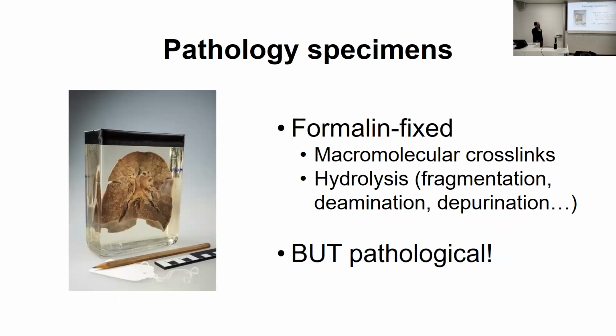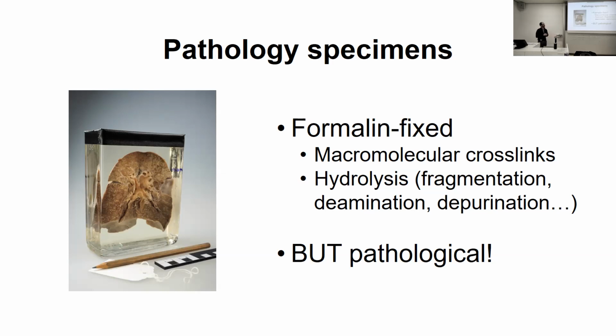Pathology specimens themselves, they often present like that. So these are surprisingly large specimens, right? It's very usual to find whole lungs, for example. Sometimes you also have smaller ones. Sometimes you have formalin fixed paraffin embedded tissue sections, which are much smaller. But this kind of case is very frequent.